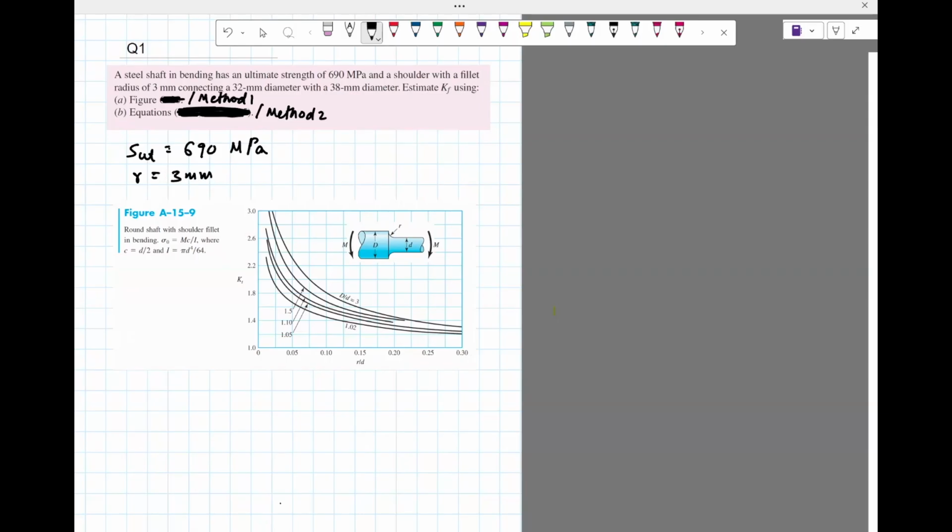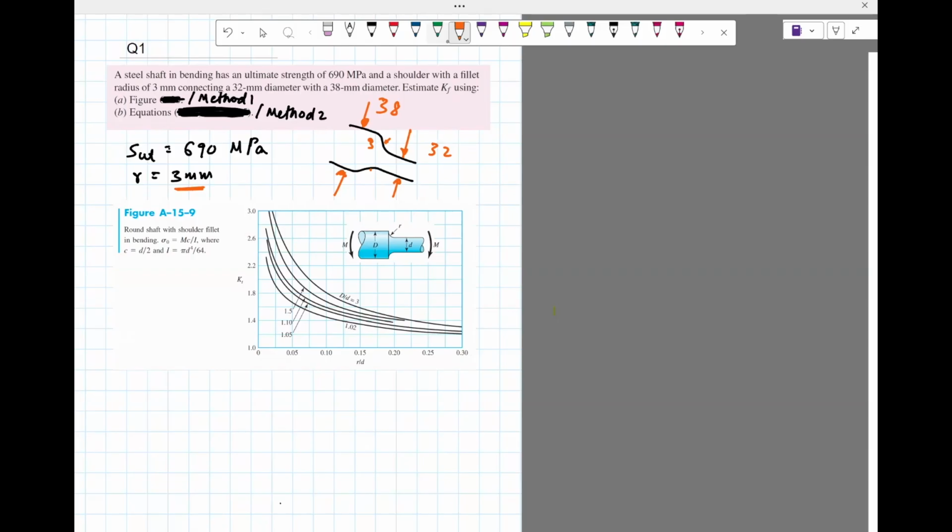So this again connects a 32 mm diameter with 38. This is a figure we've seen before, something like this. This is 32, the larger one is 38. Note that if this is 32 and this is 38, this radius has to be 3, right? 3 and 3 here. So 3 plus 3 plus 32 is going to be 38, and that's precisely what you see here. Estimate KF using figure and equations.